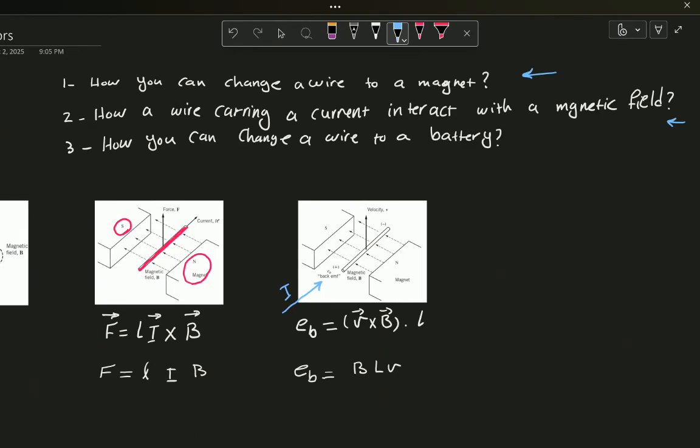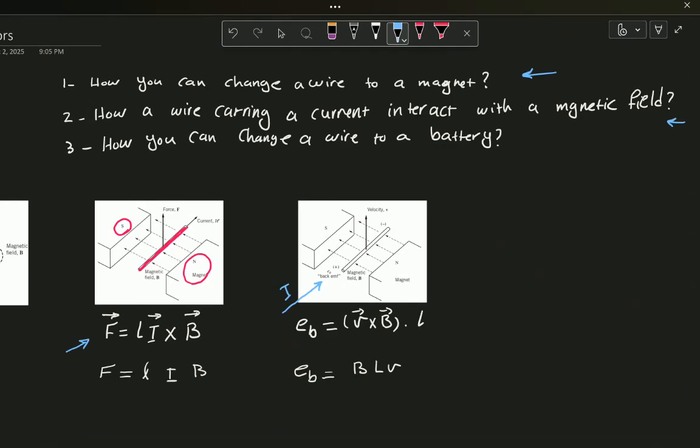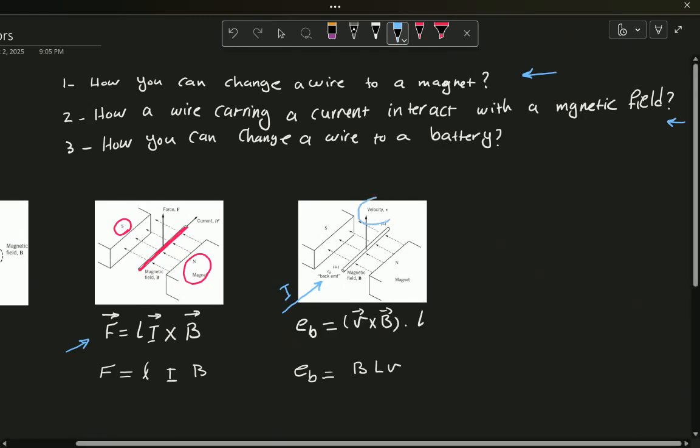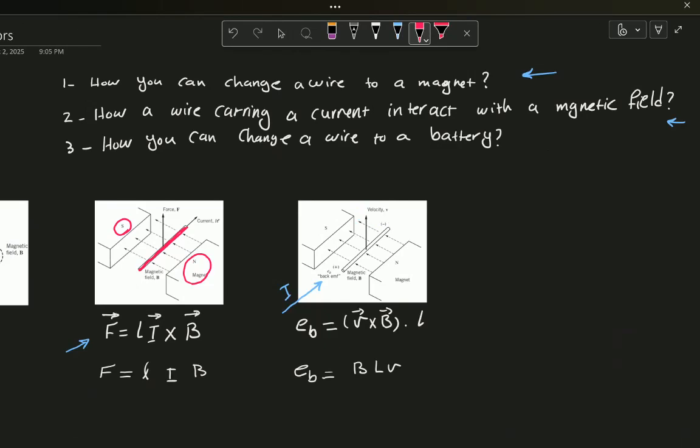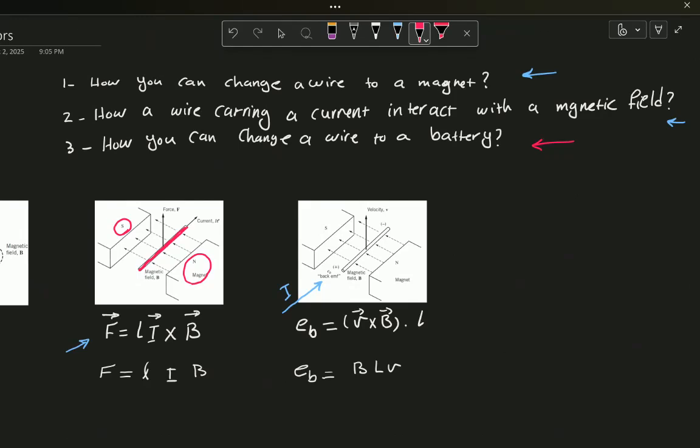Because of that force, imagine that your wire goes upward. Because of the force in the second law, if you use the right hand rule, you see that the force is applied upward. Because of that upward motion, you end up with an upward velocity. With that velocity, the third law is activated, and you change that wire to a small battery.